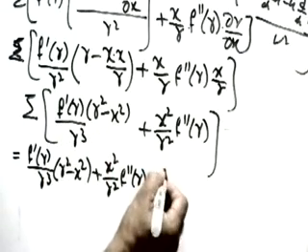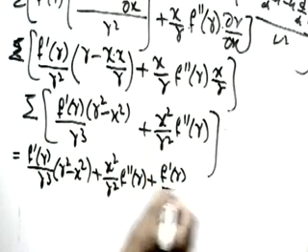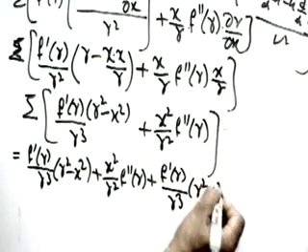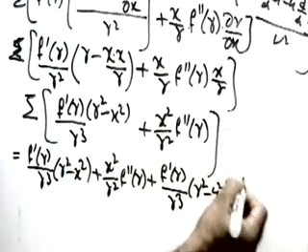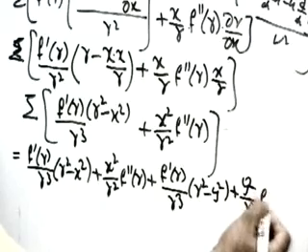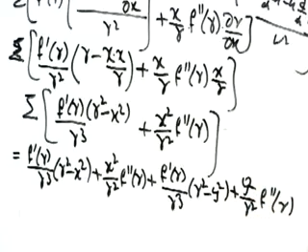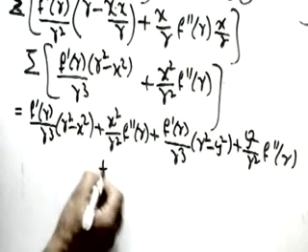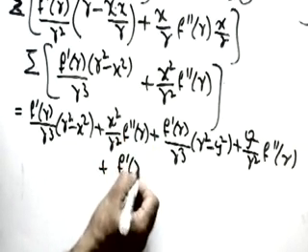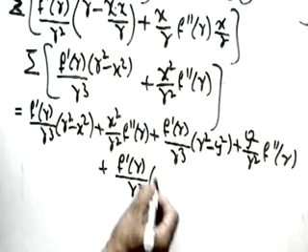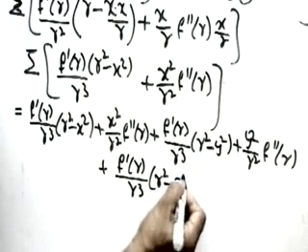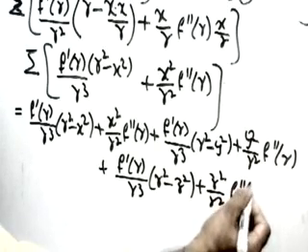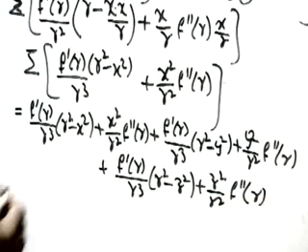Similarly the same in terms with respect to y. Now in place of x you write y: f dash r by r cube into r square minus, in place of x, y square, plus in place of x, y square by r square, f double dash r. Now the same in terms with z. So this will become f dash r by r cube into r square minus z square, plus z square by r square, f double dash r.